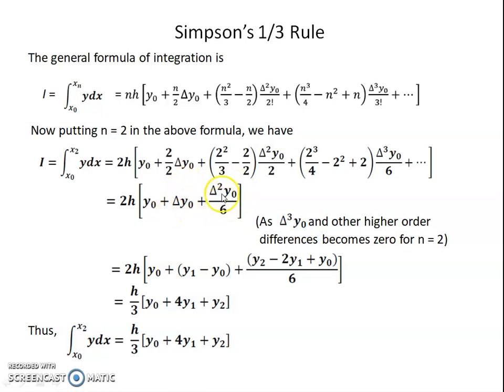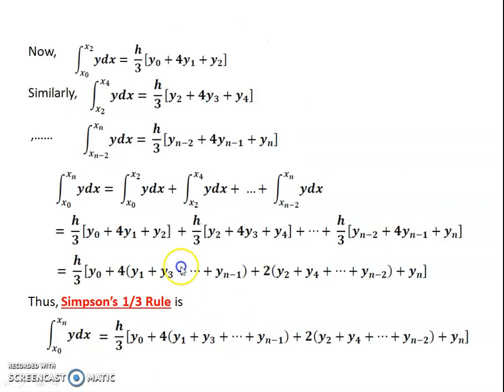Expanding del y0 and del square y0 in this way, del y0 is equal to y1 minus y0 and del square y0 is equal to y2 minus 2y1 plus y0. We obtain integration from x0 to x2 as h by 3 times y0 plus 4y1 plus y2. Similarly, integration from x2 to x4 y dx becomes h by 3 times y2 plus 4y3 plus y4, and integration from xn minus 2 to xn y dx becomes h by 3 times yn minus 2 plus 4yn minus 1 plus yn.